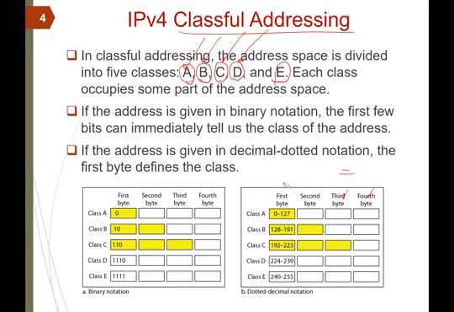In decimal dotted notation, the first byte can tell us if the class is A or B or C. If it starts with 0 to 127, it's class A. If the first number in decimal dotted notation is 128 up to 191, it's class B. If it's 192 to 223, it's class C. If it's in this range, then it's class D, or if it's in this range, class E.